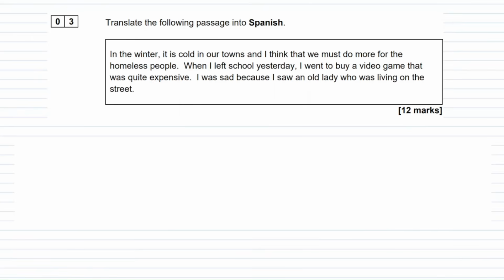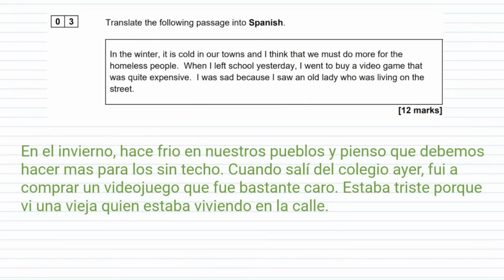The last question on the writing paper is the translation, which is worth 12 marks. Here is an example from a previous AQA paper. Pause the video and have a go at it yourself. Okay, here is a possible answer for this question.